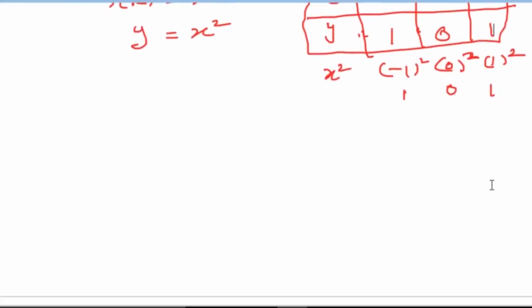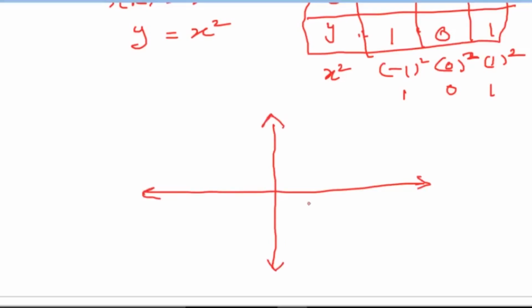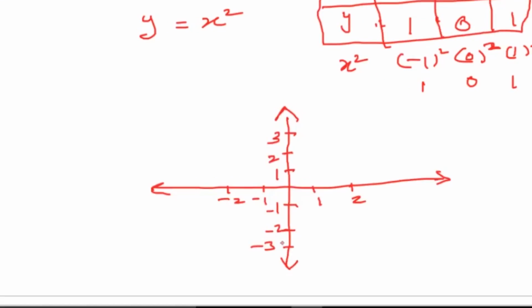Let's go ahead and plot the coordinates. Let's draw our Cartesian coordinates. There's our Cartesian coordinates, tick marks. Remember that this is our x-axis, that's our y-axis.